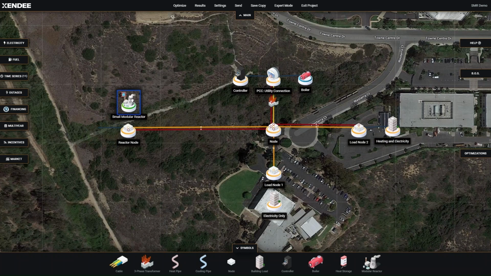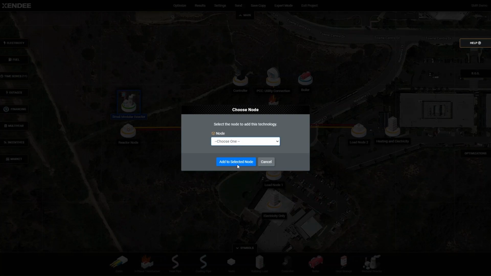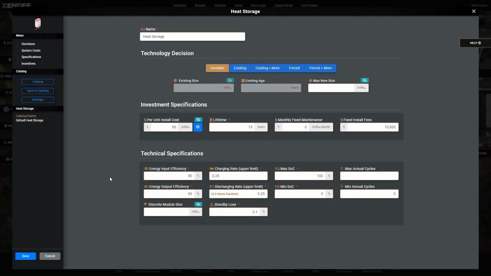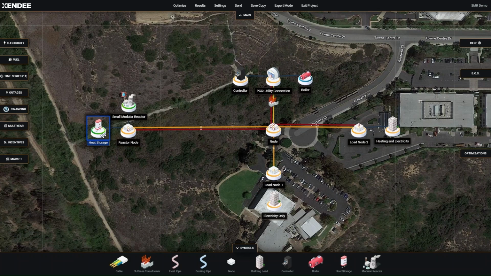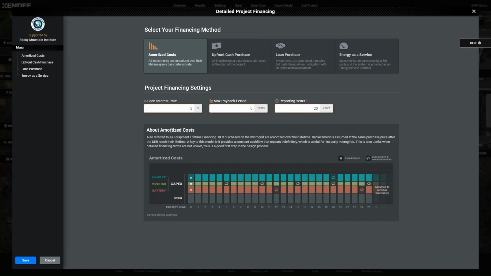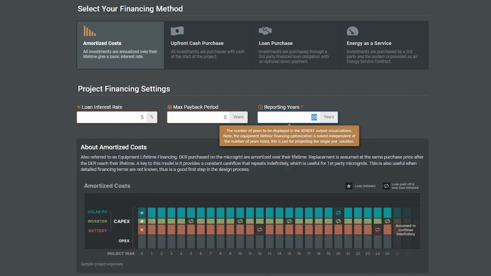Next, we will save this module and add in our heat storage to the reactor node. With that saved, the heat storage can help ensure the cycling limits are met while the SMR is able to constantly produce high electricity and heat output. For this project, we will set the financing to 30 years to see the dispatch of the SMR across time. This will allow us to see the cost projections over the entire SMR lifetime.